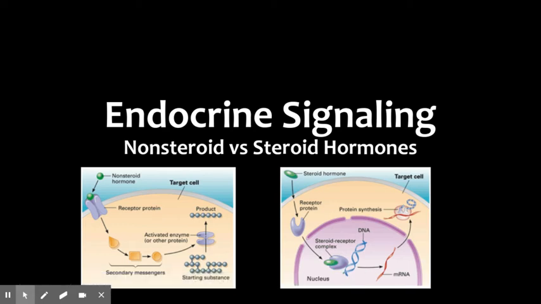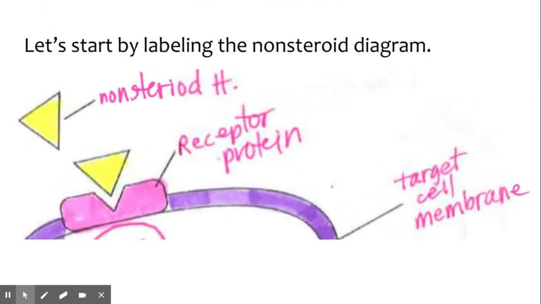Today we're going to talk about endocrine signaling and the difference between non-steroid and steroid hormones, just to further explain the questions that you were answering from the text. This is going to be used in conjunction with your Google drag and drop and/or your Google drawing, and we're just going to start by labeling the non-steroid diagram.